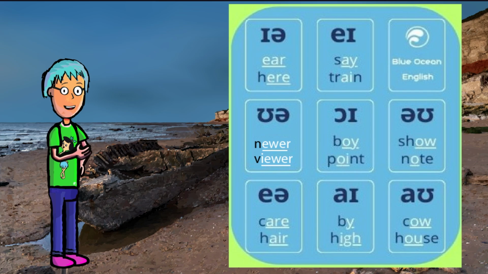These are vowel sounds, but there are 2 sounds. So let's start with the first one. Like ear. Like say. Like newer. Like boy. Like show. Like care. Like buy. Like cow. So all together, those are the 8 double vowel sounds.